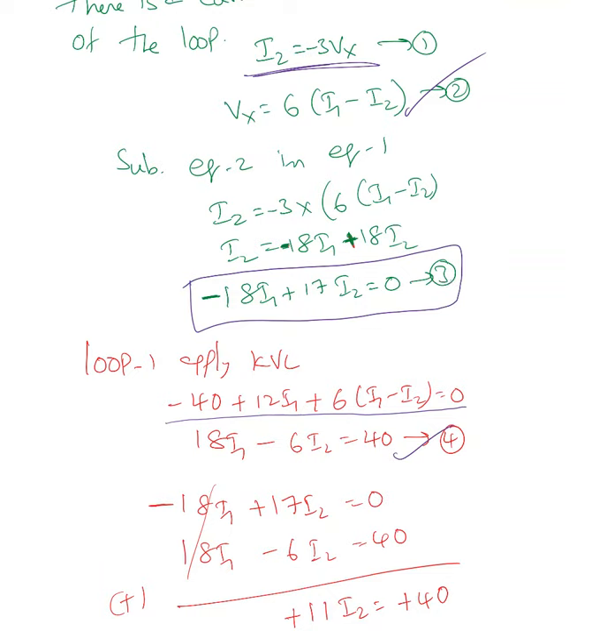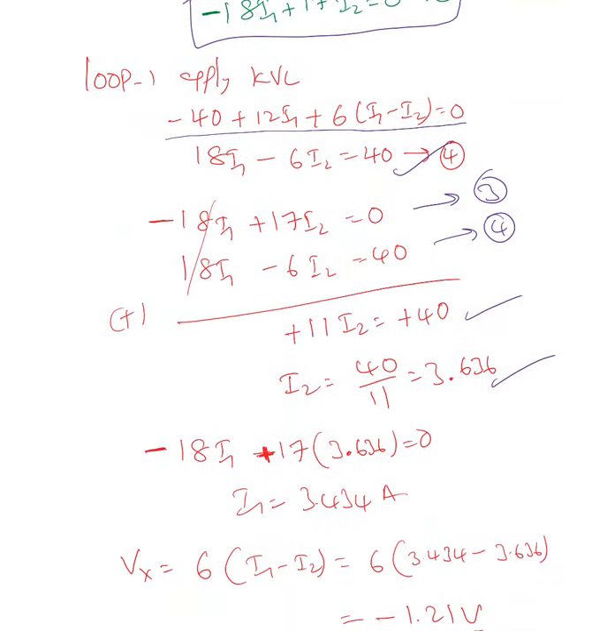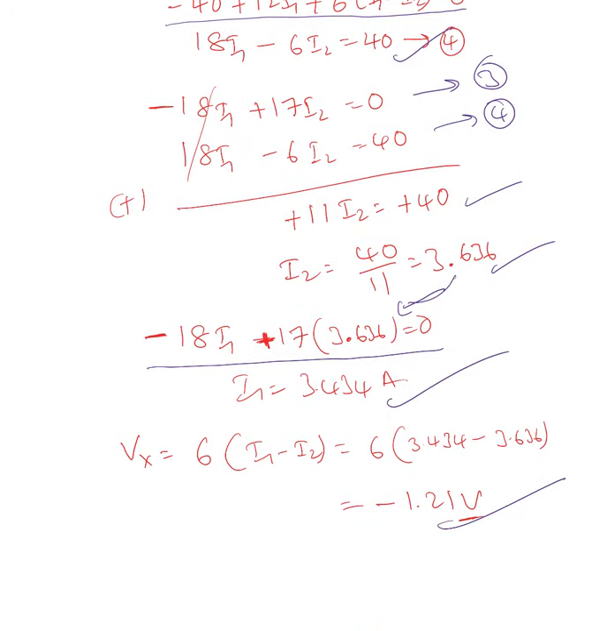Now I'm adding equation 3 and equation 4. This is equation 3 and this is equation 4. I'm adding them. I end up with 11I2 equal to 40, I2 equal to 40 over 11, 3.636. So minus 18I1 plus 17 times I2 value, so that's equation 3. So I substituted I2 value in equation 3, end up finding I1, end up finding Vx equal to minus 1.21 volts. Okay, with this I'm done with the mesh analysis.